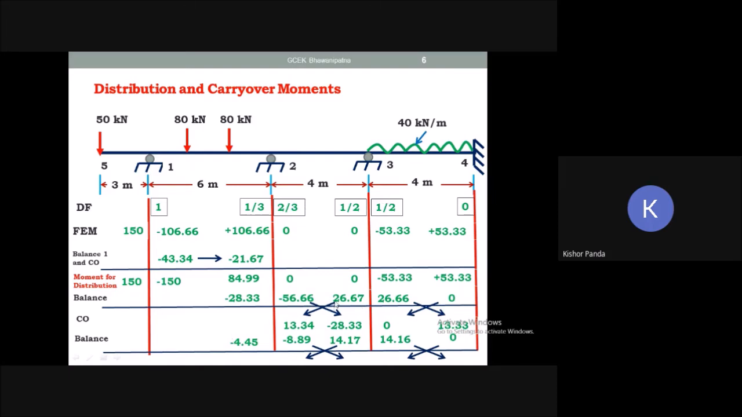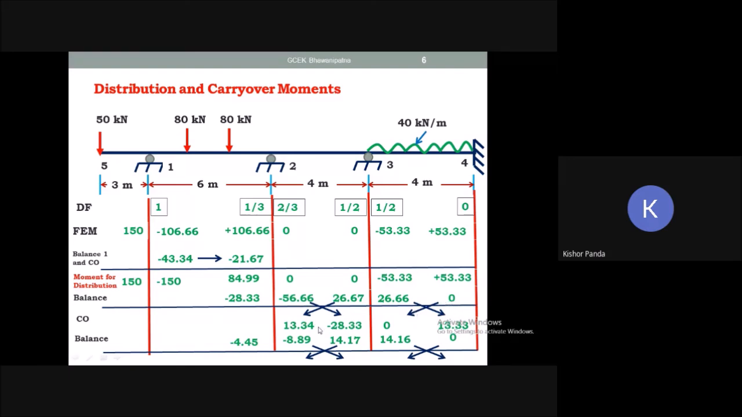Then you have to go for the carryover, because this moment will not carry over to this end, because this is already balanced. At the overhanging end, this is already balanced, and the moment at joint 1 is 150 this side, and this side is minus 150. This is already balanced, so there is no need to take the carryover to this end. Only the carryover takes place. Half of this moment will carry over to this side, and half of this moment will carry over to this side. And here also half of this moment will carry over to this side, and half of this moment will carry over to this side.